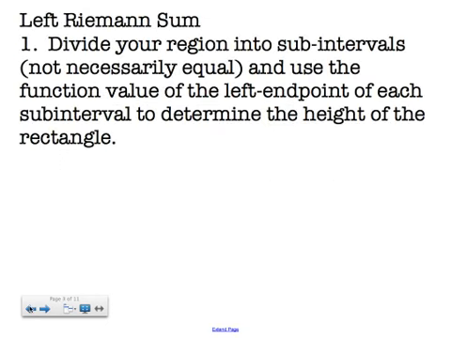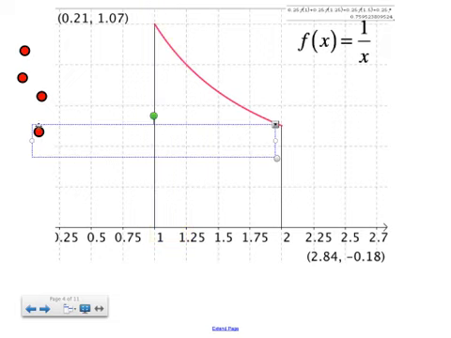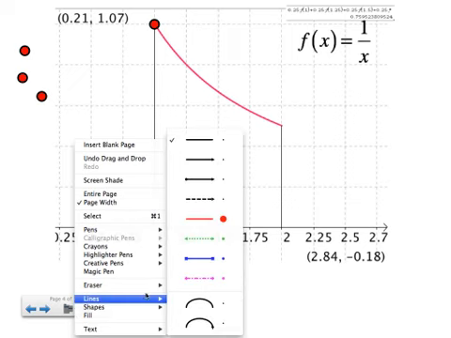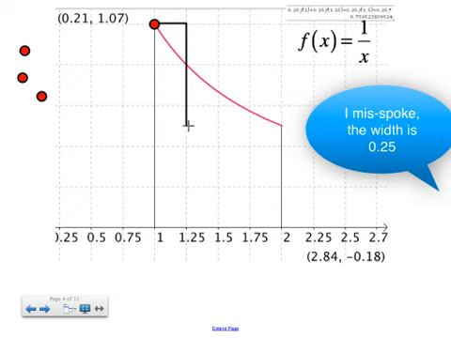So if we're doing a left Riemann sum, we use the left endpoint of each subinterval to determine the height. So in subinterval 1, left endpoint is x equals 1. And so we'll use the y value when x equals 1 to determine the height. So this point up here determines the height of the first rectangle. And I'll go ahead and draw that first rectangle so you can see what I'm doing. So there's the height. The width is 1.25 as was determined by the number of subintervals and the fact that we're using equal subintervals.